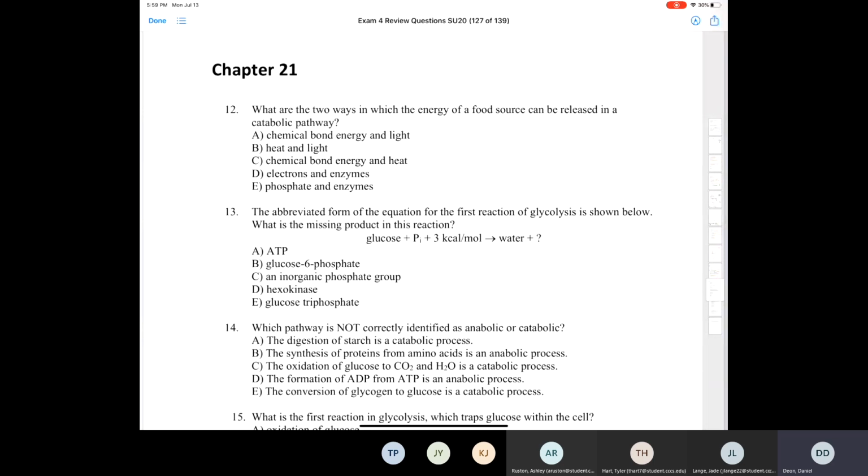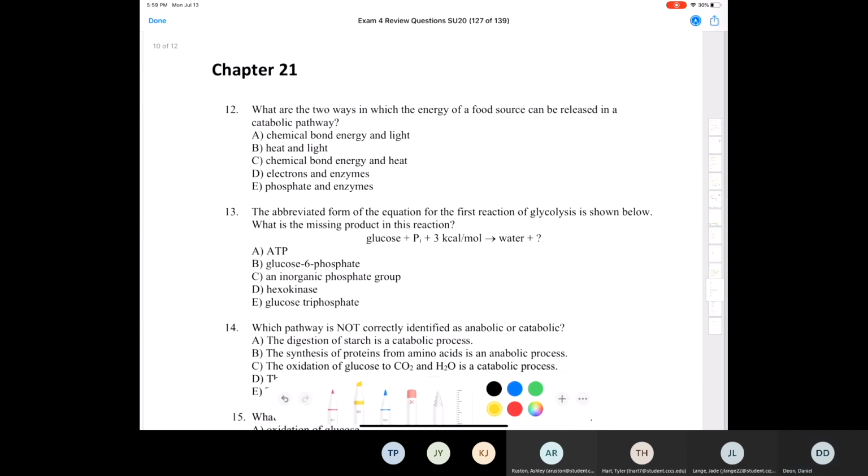Okay, let's move on to chapter 21. I guess I have these questions numbered a little funny, but let's go to question number 12. It says, what are the two ways in which the energy of a food source can be released in a catabolic pathway? Who could answer this one for me? We know that an anabolic pathway is building up, and catabolism is breaking down. So how can we release the energy of a food source in a catabolic pathway? Who could help me out?